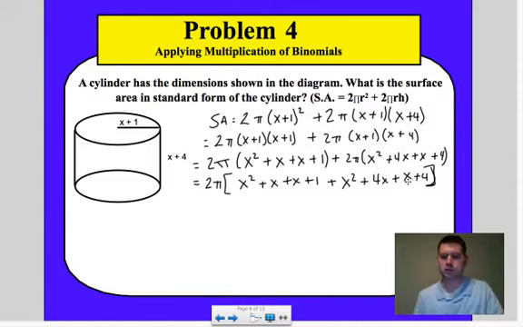Now it's all about just combining like terms. So I have my 2 pi, still have my bracket there. X squared, I have another x squared, so I'll color code this a little bit. There's x squared, there's x squared.